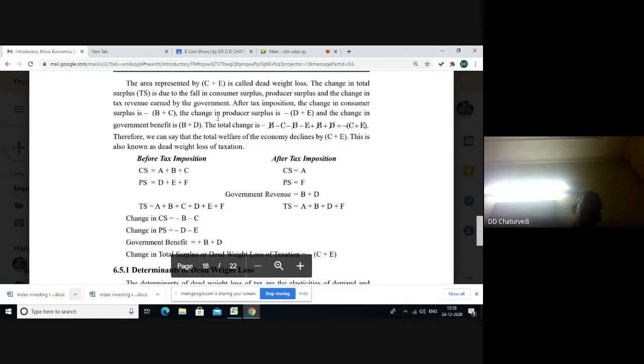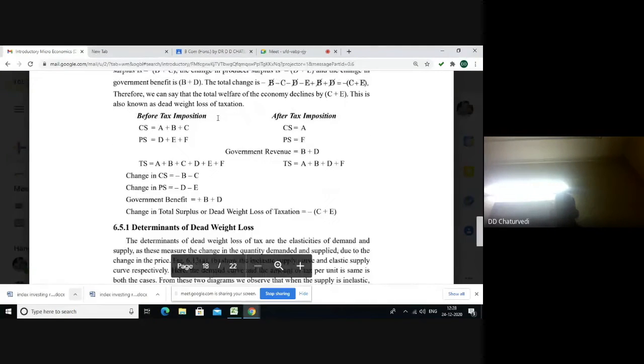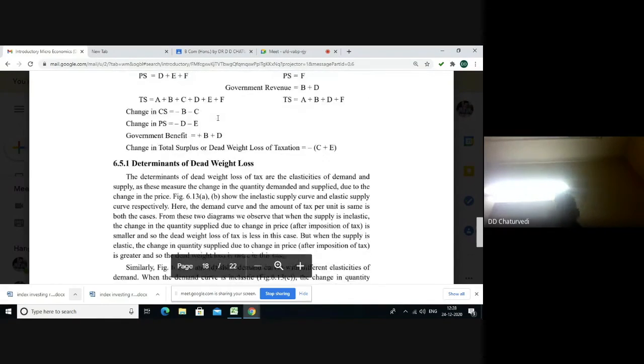And in this case, the government benefit is area B plus D. And finally, we can say change in total surplus or deadweight loss of taxation is equal to the area C plus E. Since it is a loss, we have a negative sign.